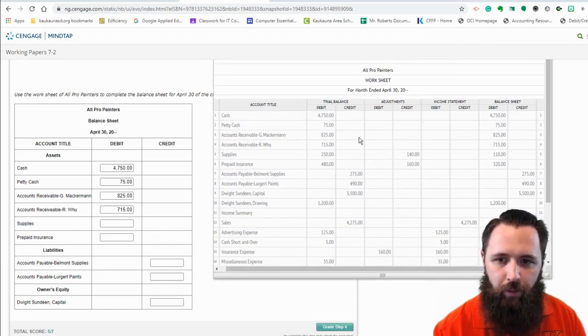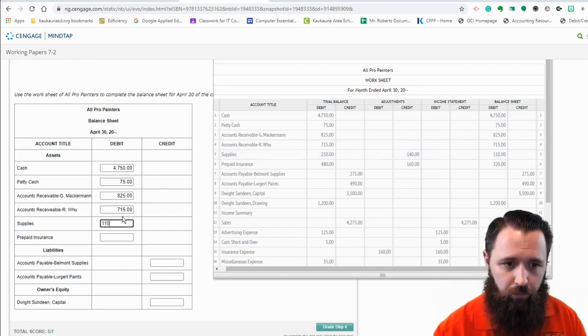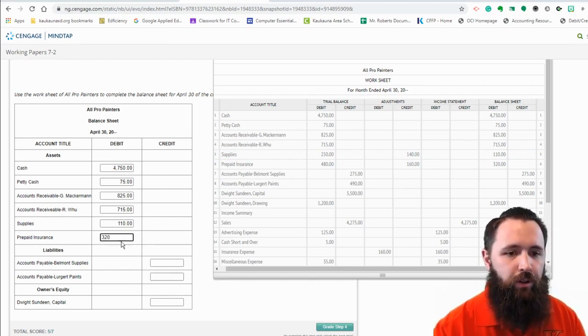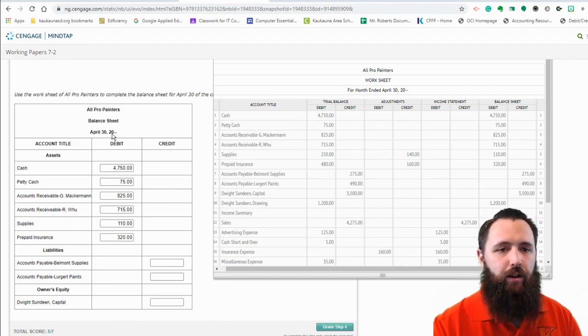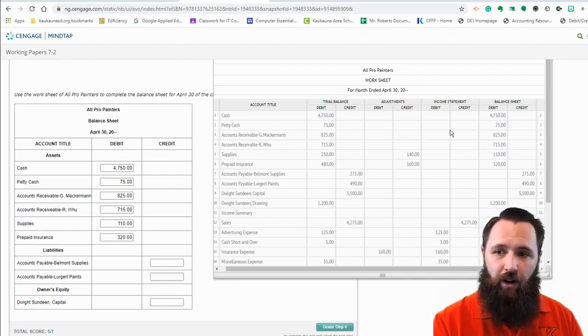Supplies was $110. Make sure that you're taking the balance sheet number here, not the trial balance, or you'll take the wrong one. Prepaid insurance, $320. Because remember, this is a snapshot of April 30th. If we took the trial balance amounts, it would be a snapshot of the first day of the month, right? We've made all of our adjustments, so make sure that you're taking it off the balance sheet. Okay, so now we have our liabilities, for Belmont. It's $275 and $490.